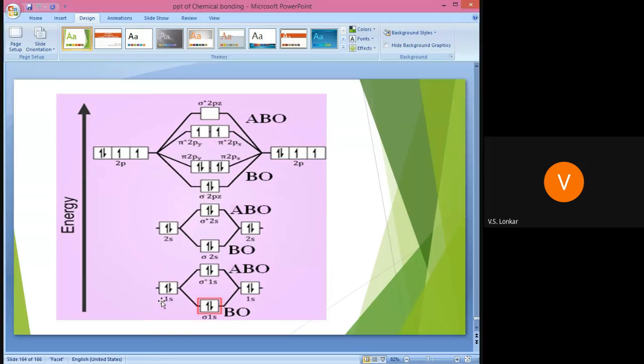See, 1s2. These are the bonding orbitals, and the middle one is horizontally placed. They are the antibonding molecular orbitals. The 1s atomic orbitals form sigma 1s2 and sigma star 1s2. Just mention the number of electrons here: sigma 1s2, sigma star 1s2.